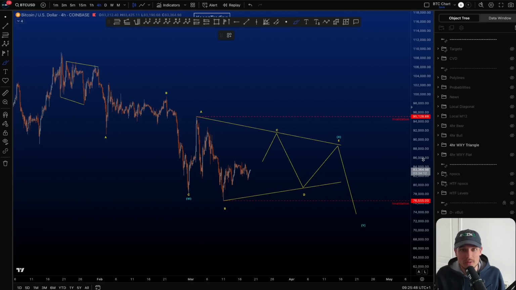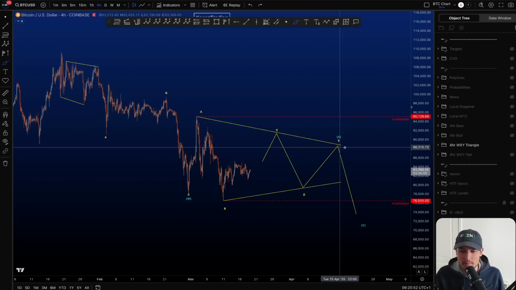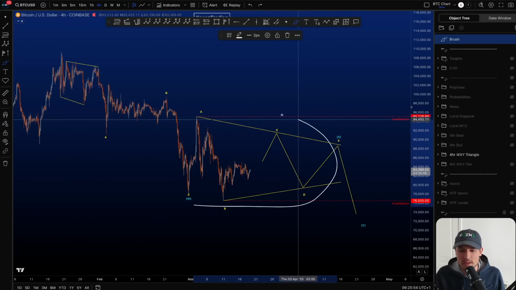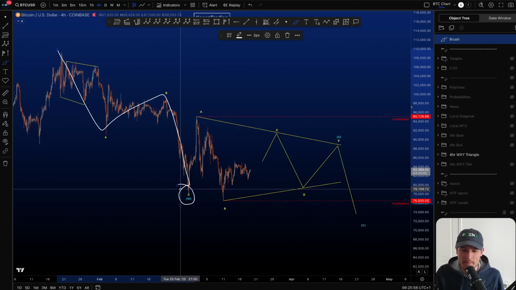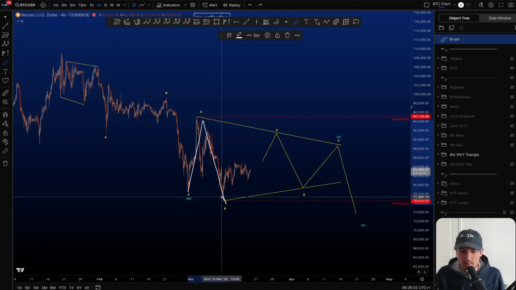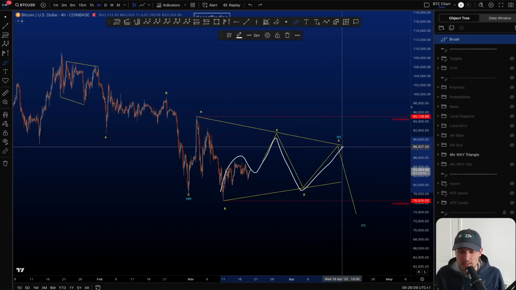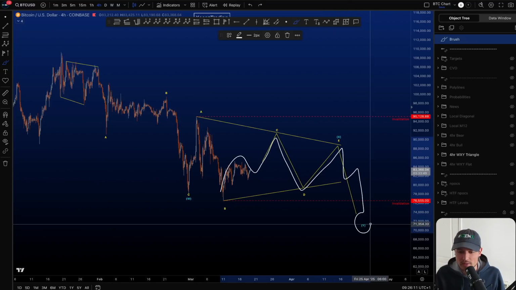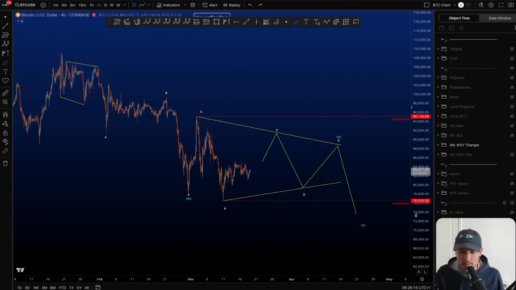The second scenario is also an unfinished WXY double zigzag, but this time in wave X we have a running triangle. So this section here is exactly the same, an A, B, C, and W. Then in wave X, running triangle A, wave B. B takes out the origin of A, that's why it's a running triangle. Then we look for a wave C, D, E, and then another zigzag to the downside in Y, after which we look for continuation to the upside.